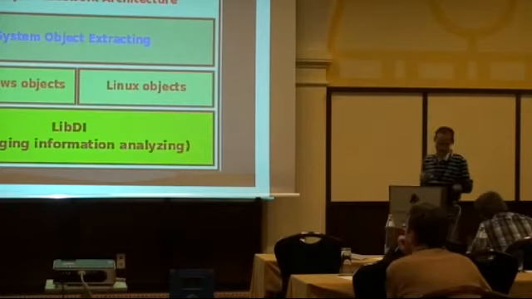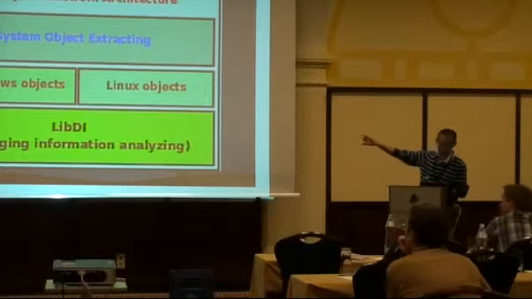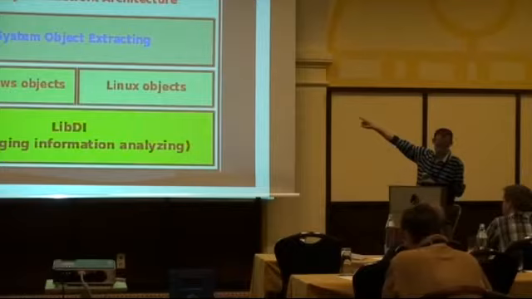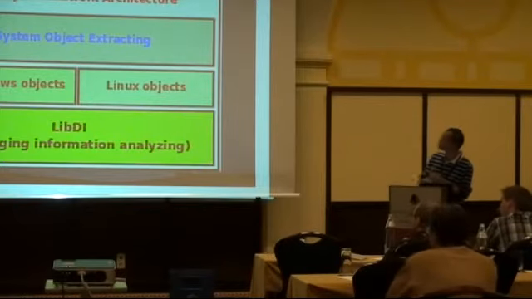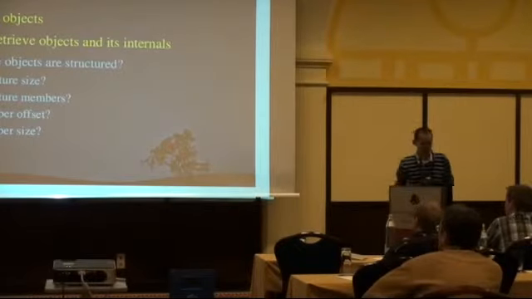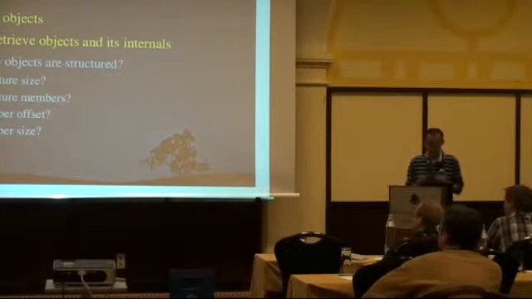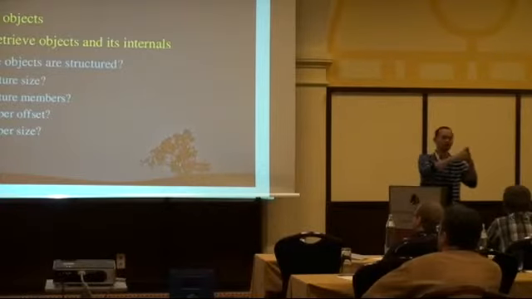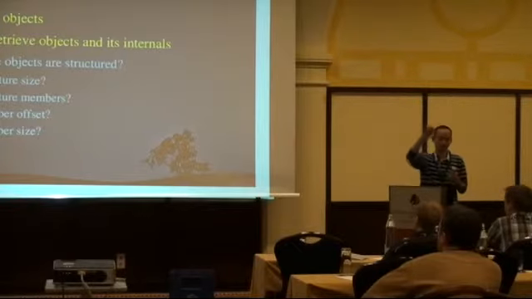So here's the architecture of Nguyen Anh. You can see that I split Nguyen Anh into multiple layers: bottom layer, middle layer, and top layer. I will explain why I need those layers. To extract an object from the memory, you have two things to do. First, you have to locate the object, where it stays in the memory. Second, you need to extract the fields from the object.